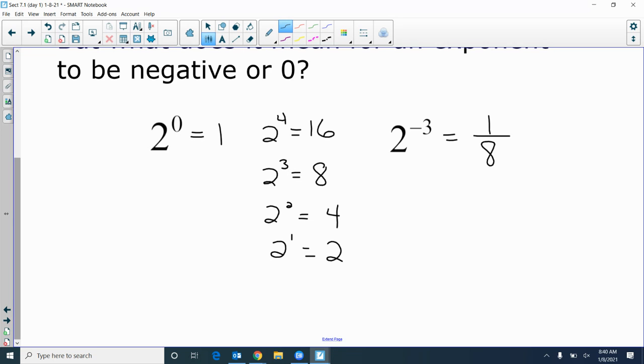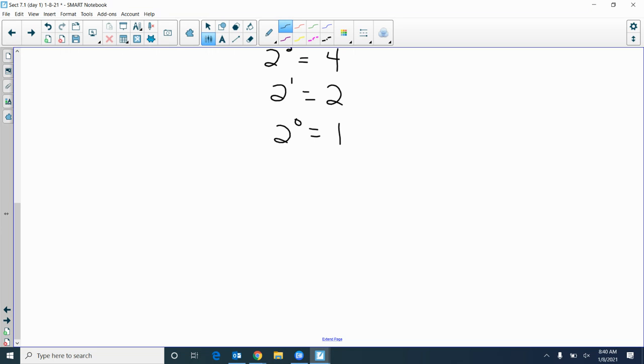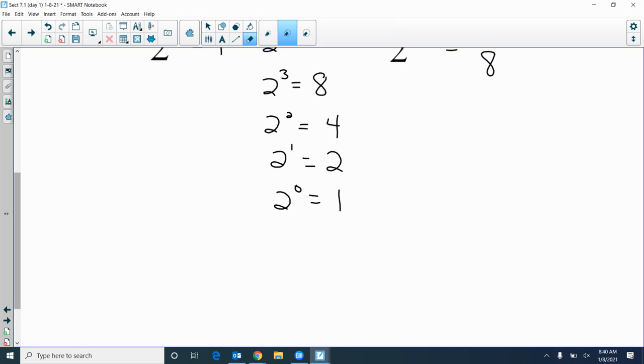What's the pattern right here? It goes 4, 3, 2, 1. The next one has to be what? 0. So you cut it in half and you get 1. It would make no sense, according to what I have here, to put a 0 there. Because it totally takes the pattern out. Okay. So it does not equal 0.